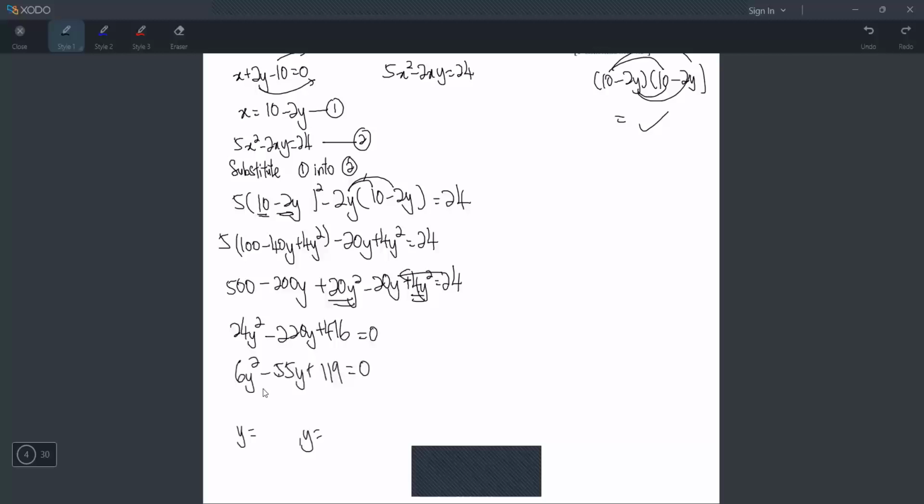Equation mode, degree 2. So what is the A? The A is 6. And then the B is negative 55. And then the C is 119. Okay, the first answer is 17/3 and 7/2. So let's write it down. But we have to kosong satu baris first, then only we write 17/3 and 7/2.